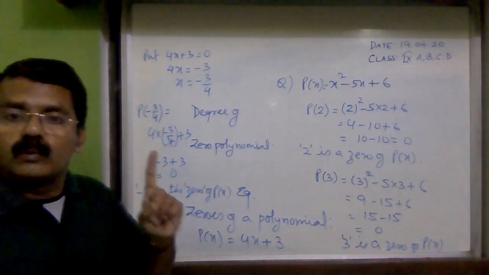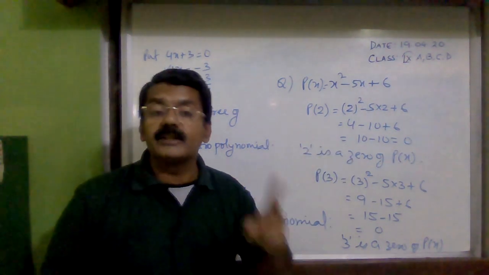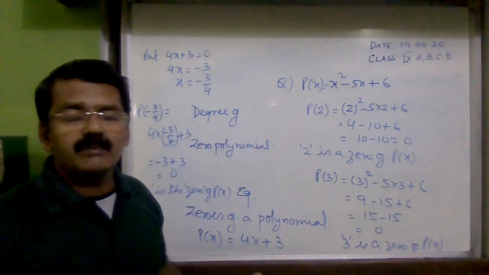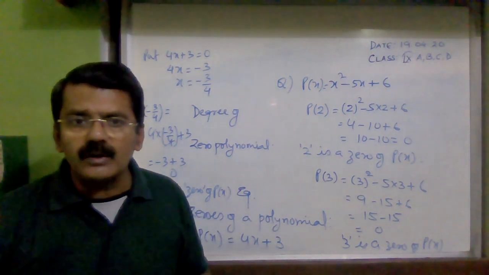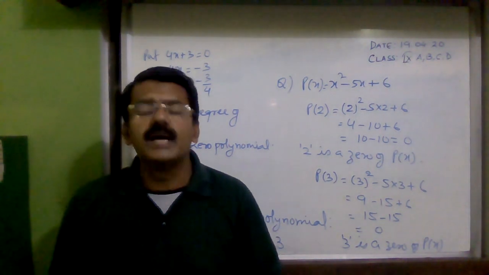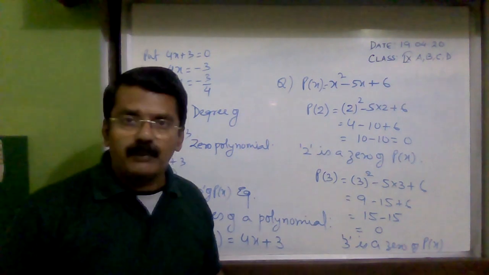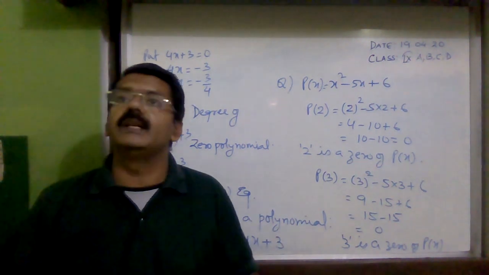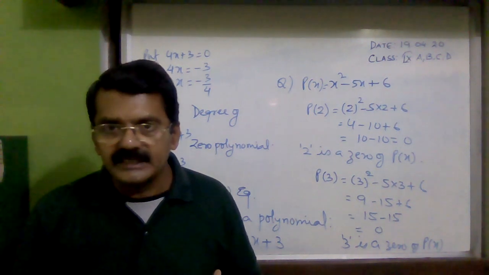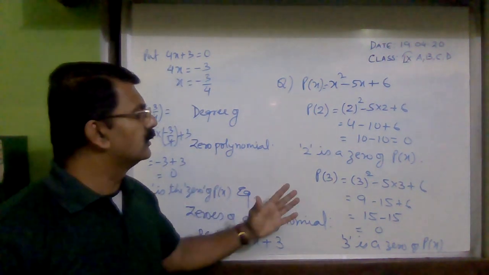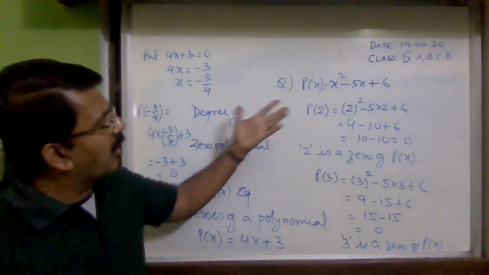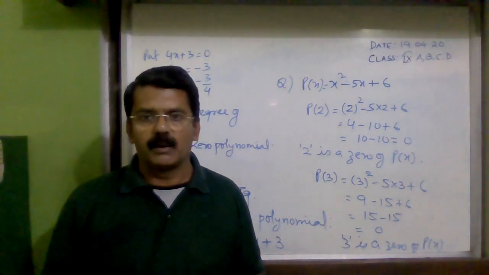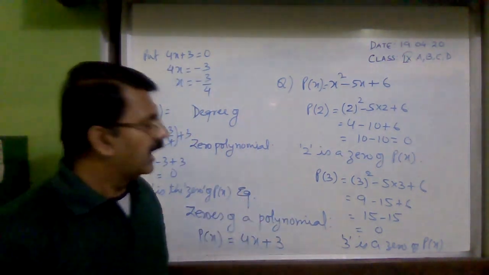Now here in this example you can see there are two zeros, 2 and 3. Here there was only one zero, but in this example there are two zeros. So always remember, in a linear polynomial we will get one zero, in a quadratic polynomial we will get two zeros, in a cubic polynomial we will get three zeros. Is it clear? So the number of zeros depends on the degree of the polynomial.